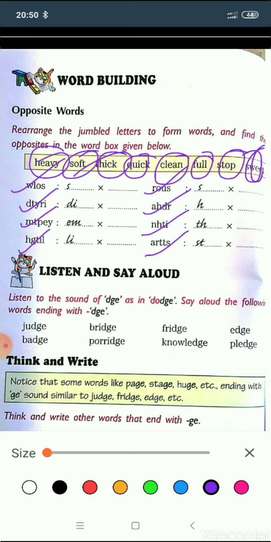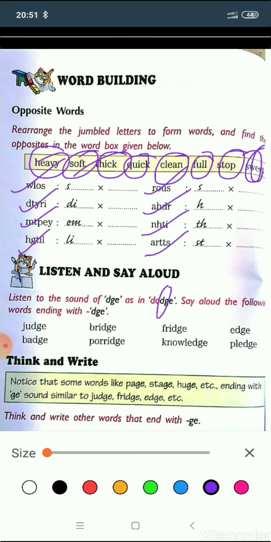Now coming to the next one. Listen and say aloud. Now children, as you can see, listen to the sound of DGE as in dodge. Dodge. Say aloud the following words ending with DGE. Children, the pronunciation is dodge. The D is silent.